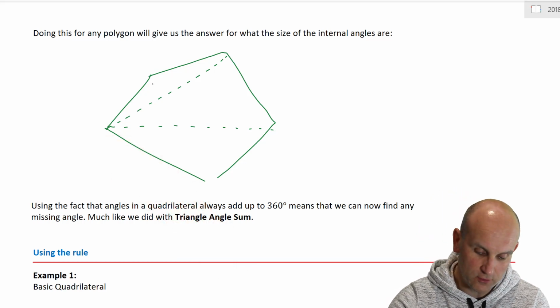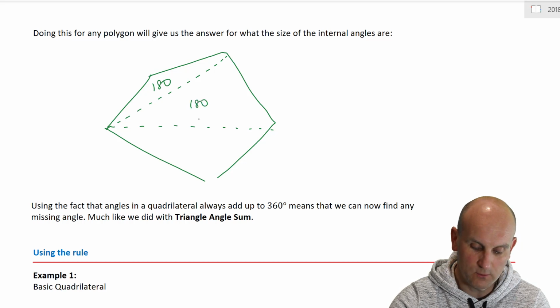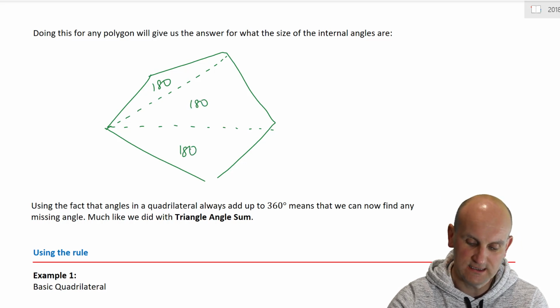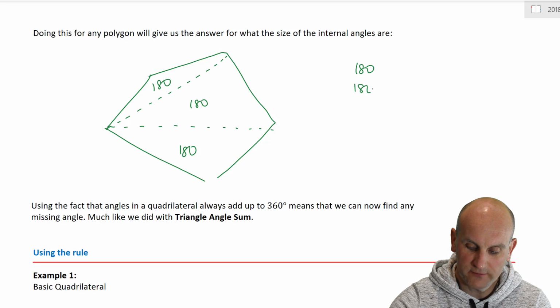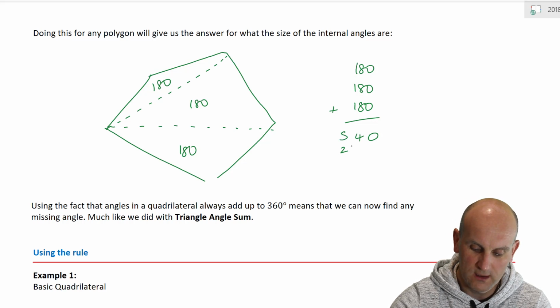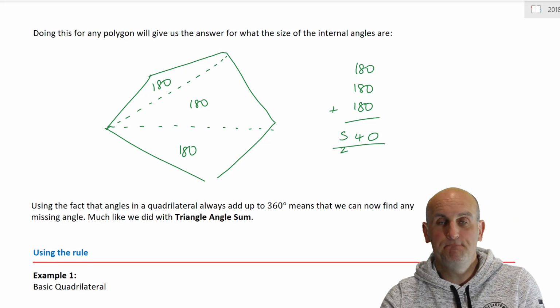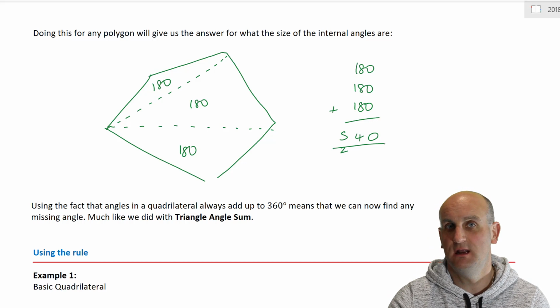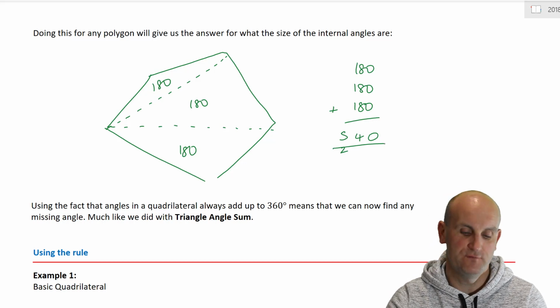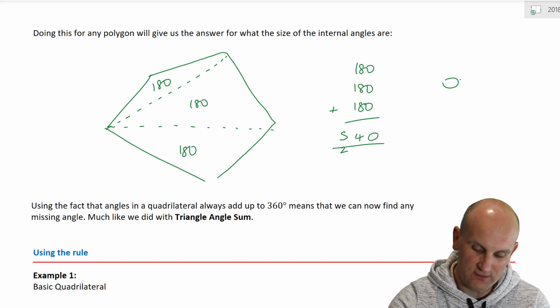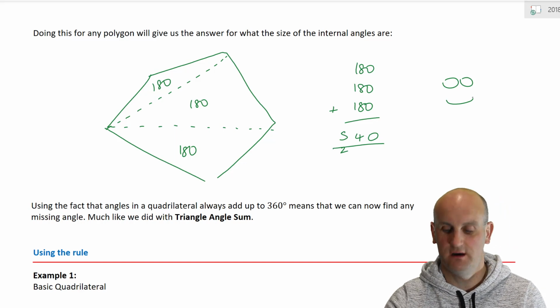How many degrees are in each triangle? 180, 180, 180. So if I do 180 plus 180 plus 180, let's see, the zeros add together, 8, 16, 24, 2, 3, 4, 5. In a pentagon, be it a regular pentagon or an ordinary pentagon, there are 540 degrees. And I have to say, this stuff is very, very awesome.